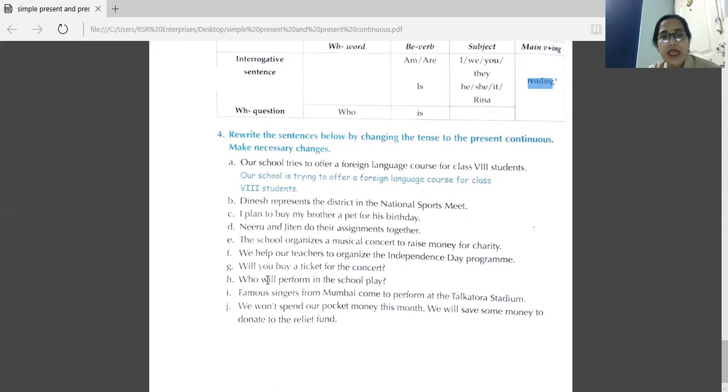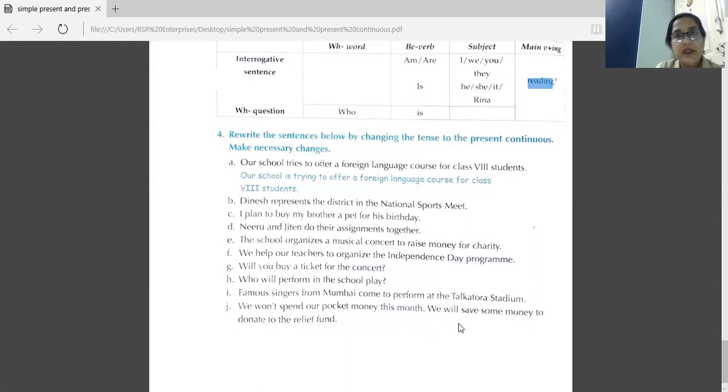Next one. Famous singers from Mumbai come to perform at the Tal Katora Stadium. So your answer is: famous singers from Mumbai are coming to perform at the Tal Katora Stadium. Last one. We won't spend our pocket money this month. We'll save some money to donate to the relief fund. This is future tense given there. We have to change it to present continuous. See the verb, we won't spend. So in place of won't spend, you have to write: we are not spending our pocket money this month.